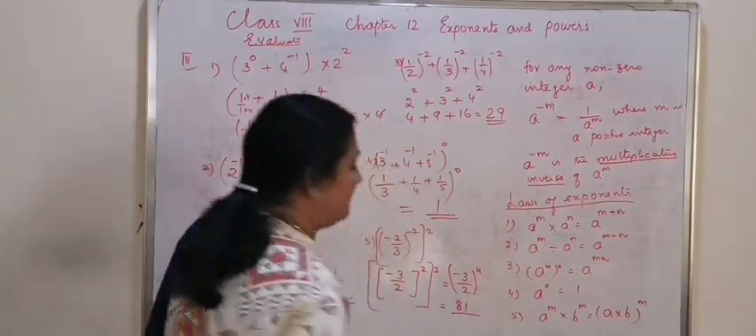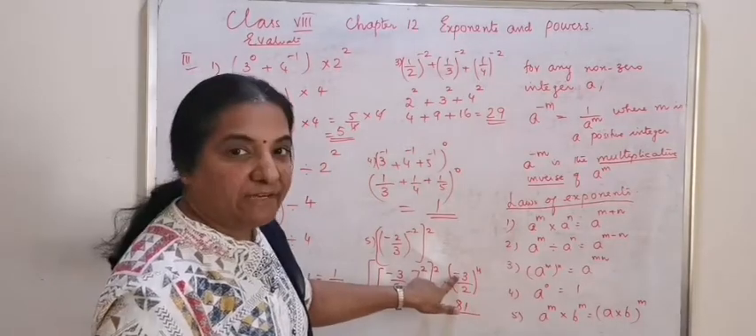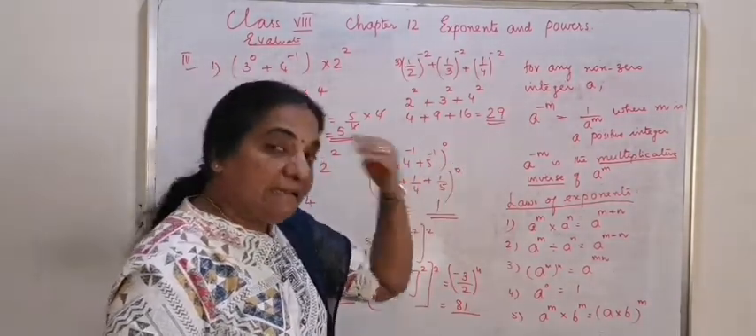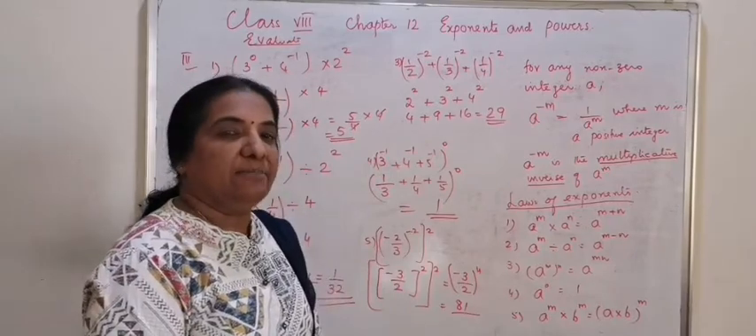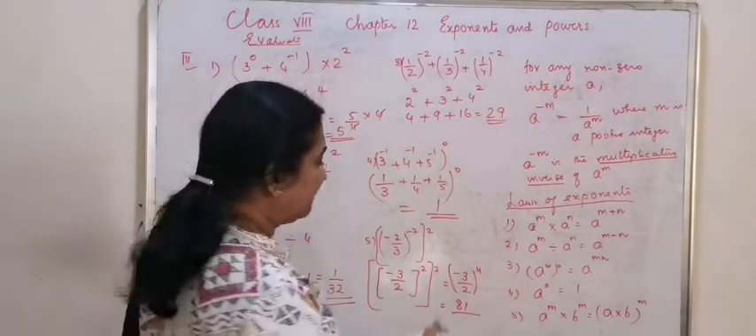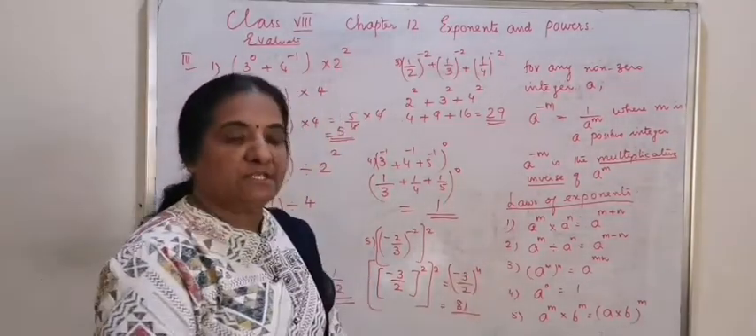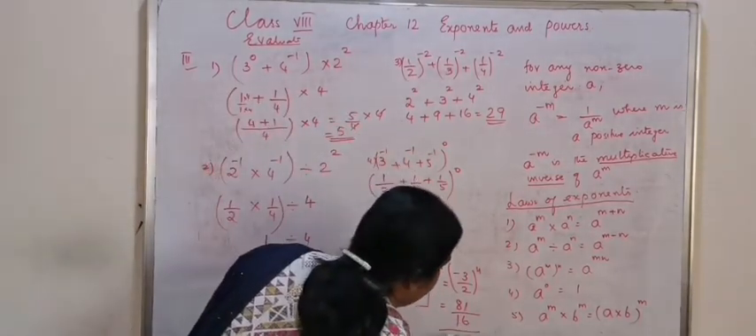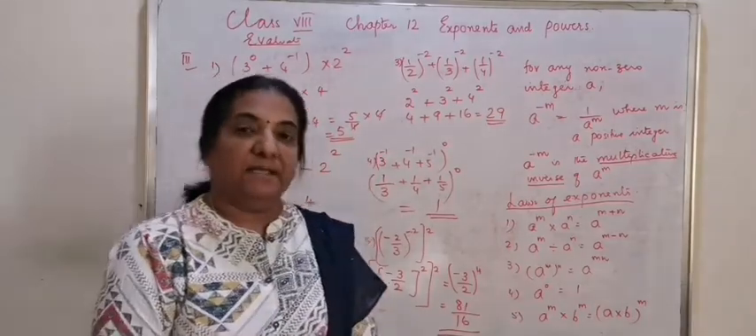It is 81 divided by, that means when you have a negative integer to the power of an even number, the answer will always be positive. 2 to the power of 4 means 2 into 2, 4. 4 4s are 16. That will be the answer.